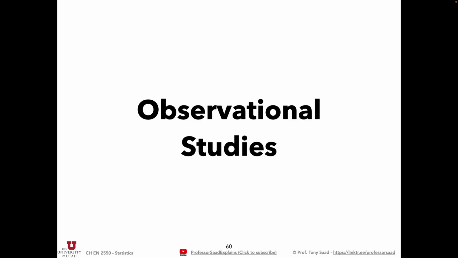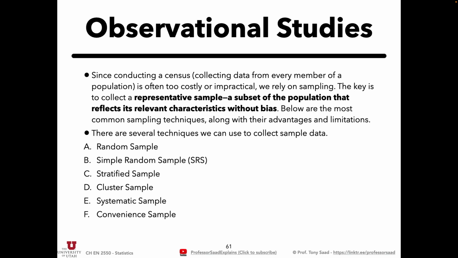Okay, let's dig into observational studies. And what I'm going to talk about here also applies to experiments, so it doesn't necessarily fit just under observational studies. I will change the title later. But this has to do with the type of sampling. Like I said, we cannot do a census. A census means measuring everything for the entire population.